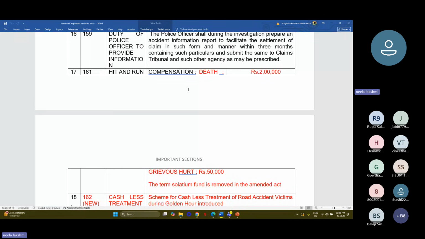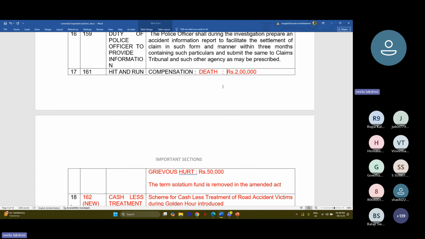Previously, there were different sums. If I tell you, you will get confused. Please don't try to confuse that. Only the new amounts, please remember. For death, the compensation fixed is 2 lakhs, and for grievous hurt, it is 50,000.